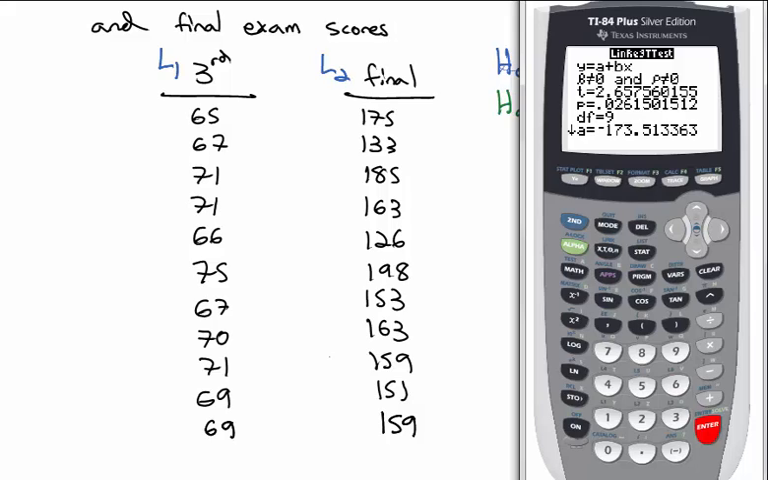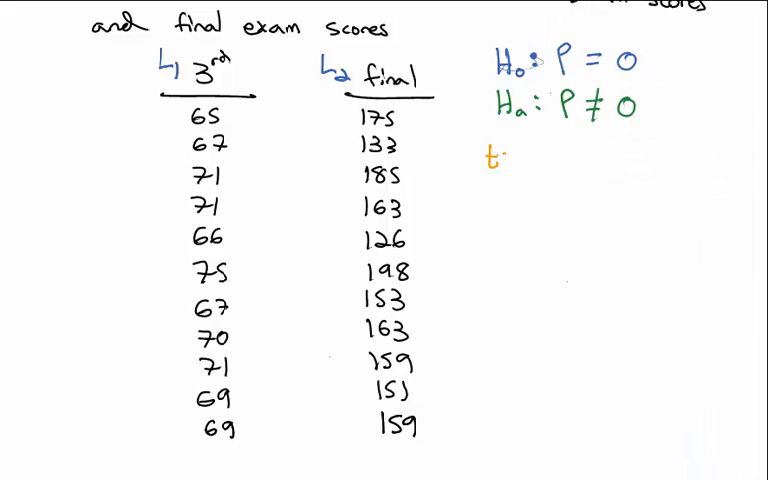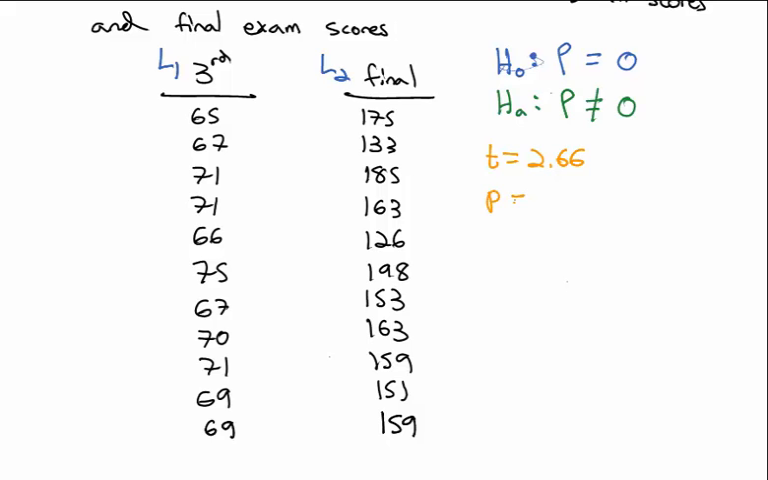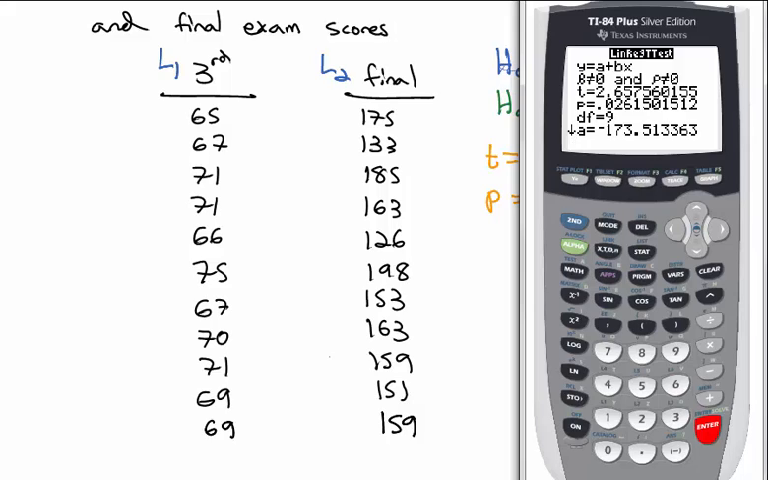This is going to tell us a lot of information. I always make sure I write this information down. So that's what we're going to do. We're going to get this information down really quick. T is 2.66. P is 0.026. The degrees of freedom we don't need so much. It's always 2 less because there's 2 variables. 2 less than the number of data values, so 11 minus 2 is 9.